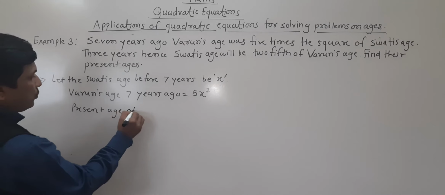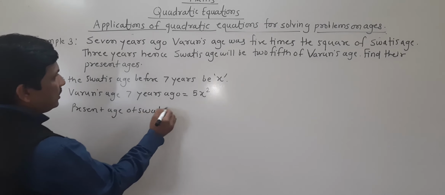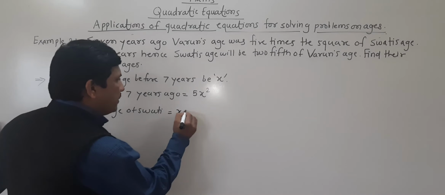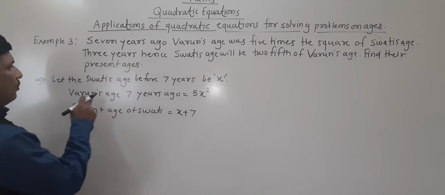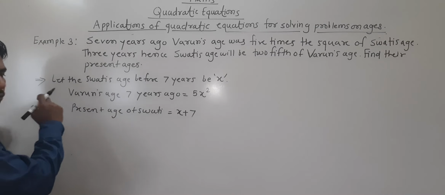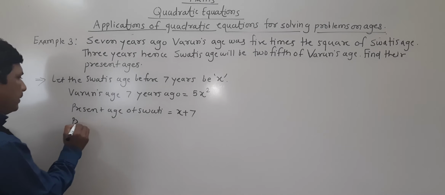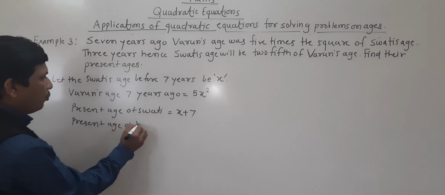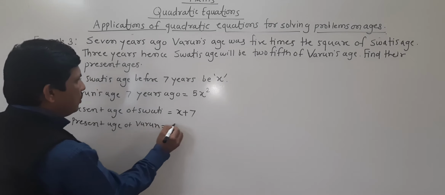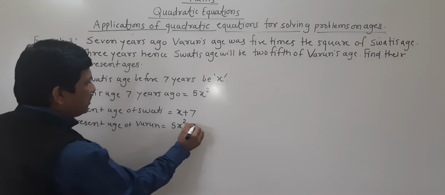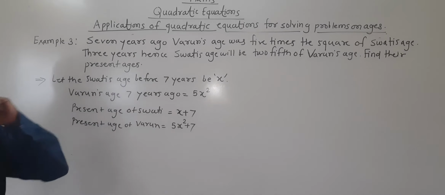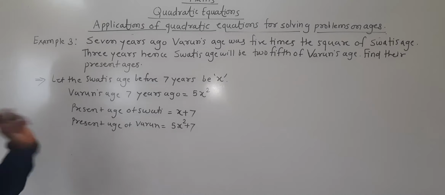Present age of Swati. This is before 7 years. So 7 years ago, the present age is x plus 7. Now this is also 7 years ago, so present age of Varun is equal to 5x square plus 7. Okay, x plus 7, 5x square plus 7. So these are present ages.